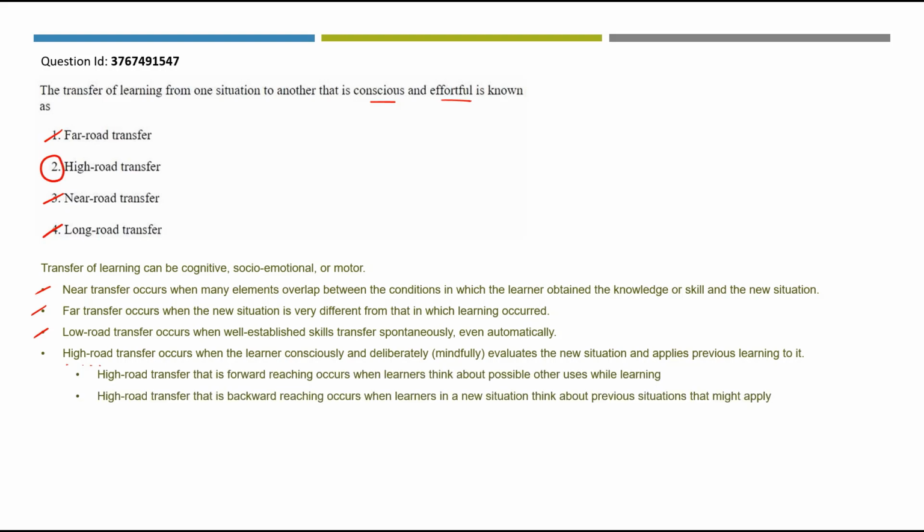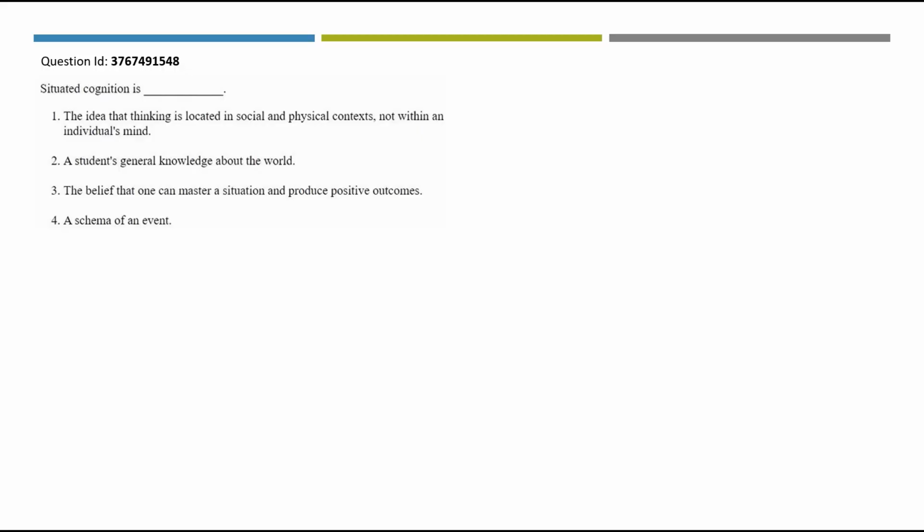In high road transfer, you have forward reaching and backward reaching. High road transfer, that is forward reaching, occurs when learners think about possible other uses while learning. High road transfer, that is backward reaching, occurs when learners in a new situation think about previous situations that might apply. While learning, if you are able to think about the uses or applications, that is forward. But when you are into a new situation, but you turn back and see what you can apply, that will be backward reaching.